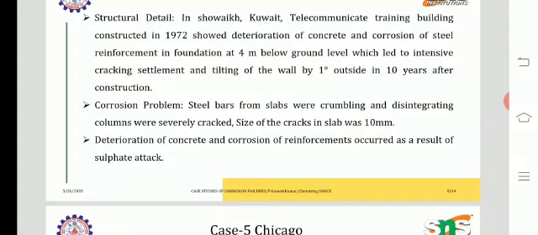The sulfates are corroding the structures. So when we consider corrosion, it may not be influenced by one simple factor. It is a combination of multiple factors. So the multiple factors have to be taken into account so that corrosion can be avoided.